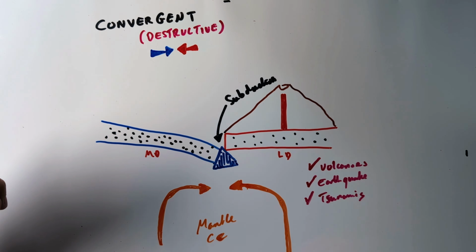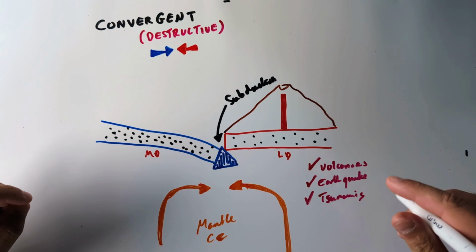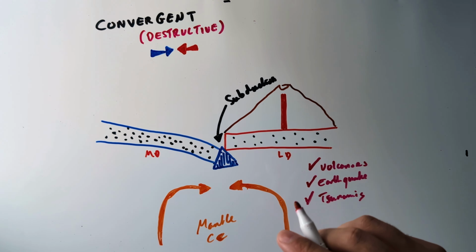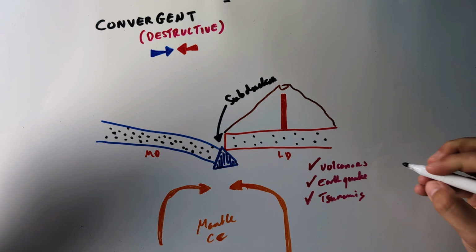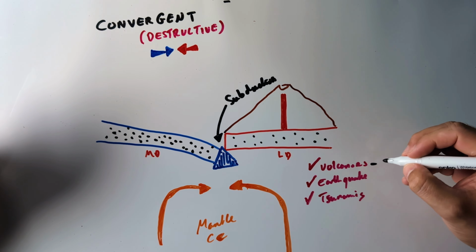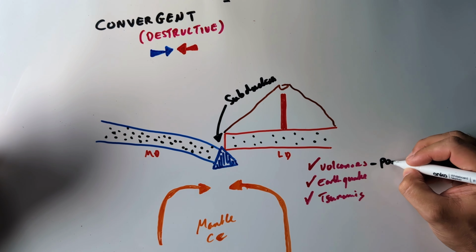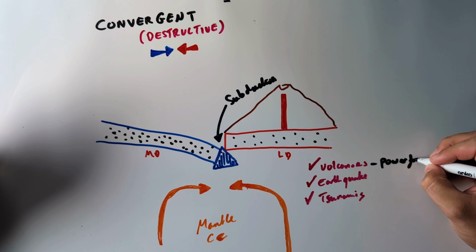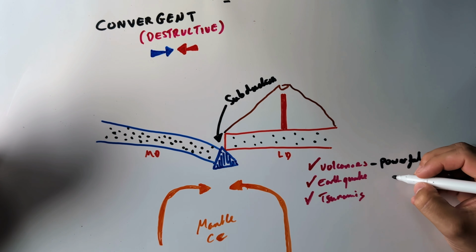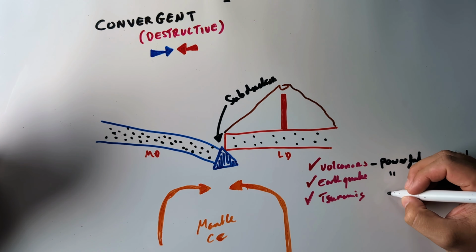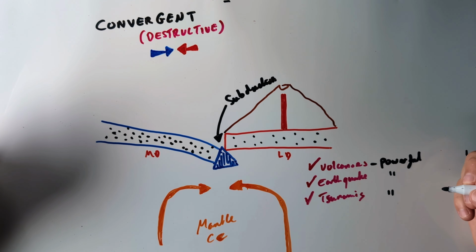But what is the nature of them? What are these volcanoes like? You have to understand, again, this is where it's kind of kind to us, it helps us. In convergent plate boundaries, they're kind of all the same. They are powerful. So they're going to be highly explosive volcanoes, incredibly high magnitude earthquakes, and devastating tsunamis. And they are going to be rare.